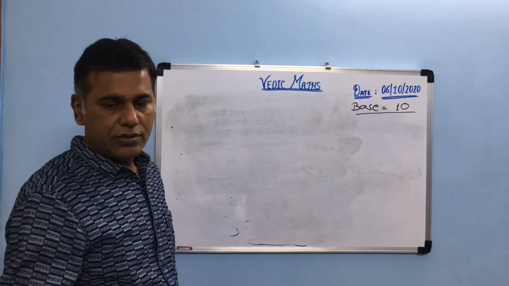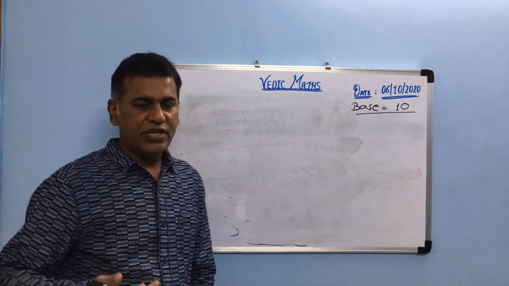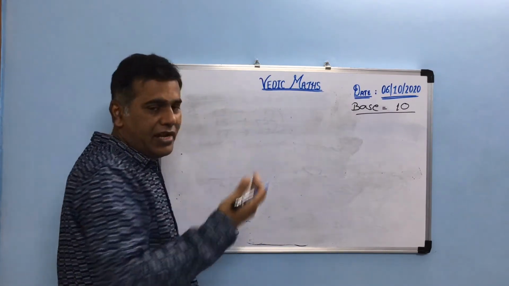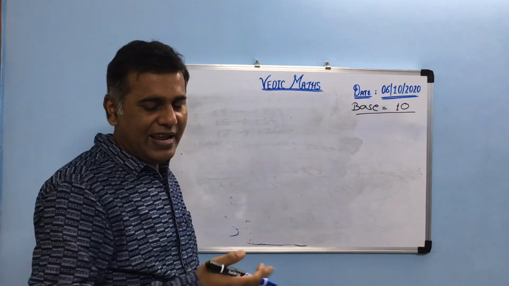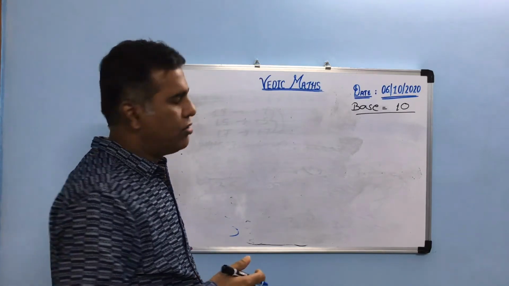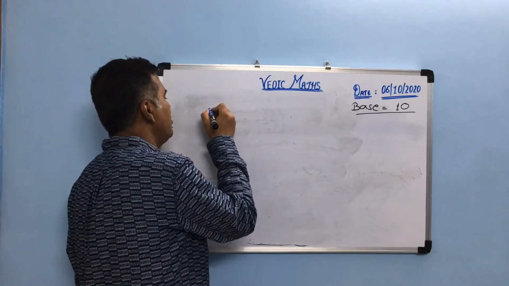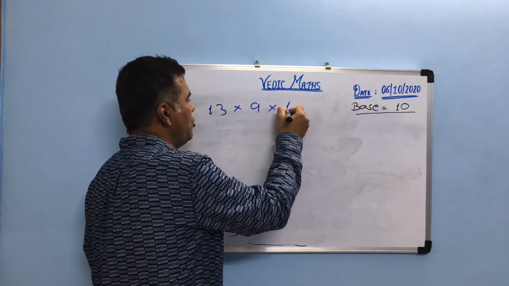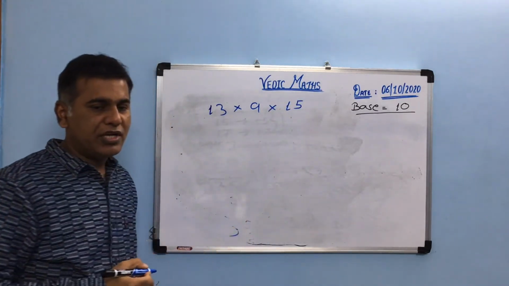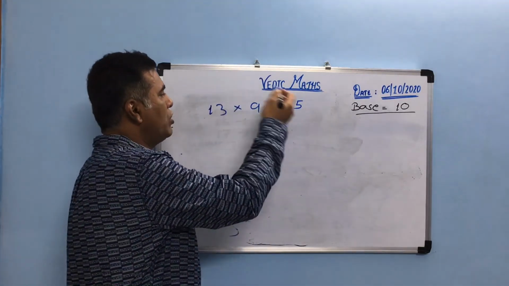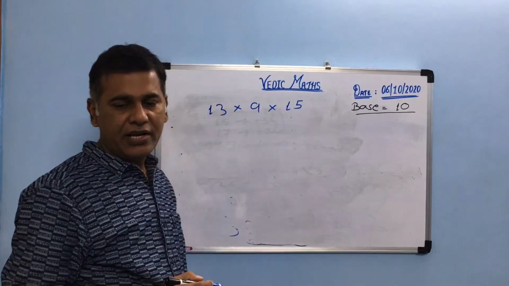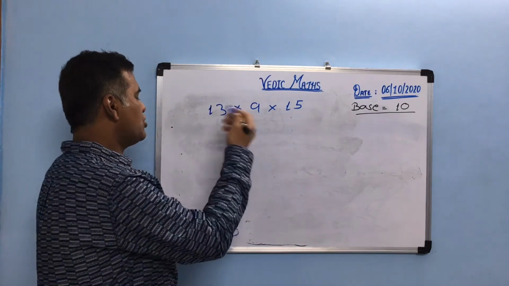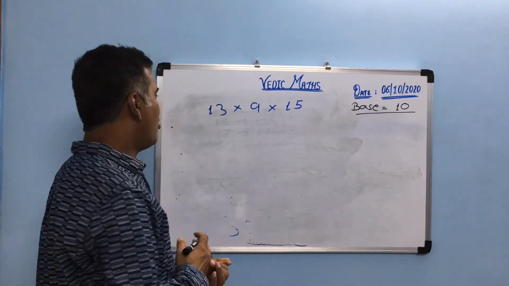But suppose I am taking one more example, and suppose some numbers are greater than 10 and some numbers are less than 10. This type of question may also come. For example, you are multiplying 13 with 9 into 15. That means here some numbers are more than 10 and some numbers are less than 10. So in this case also we can apply. See how I am doing.